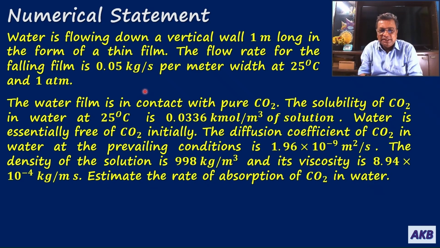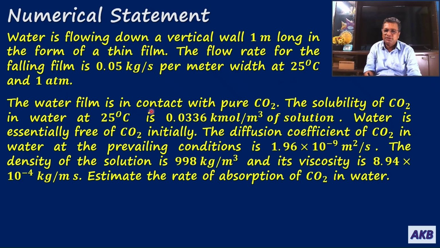So basically it is a problem of falling water film down a vertical wall. The length of the wall is given to us. Length is 1 meter. The flow rate of the falling film is given to us. It is 0.05 kg per second, but it is given per meter width of the film at 25 degrees Celsius and 1 atmosphere.